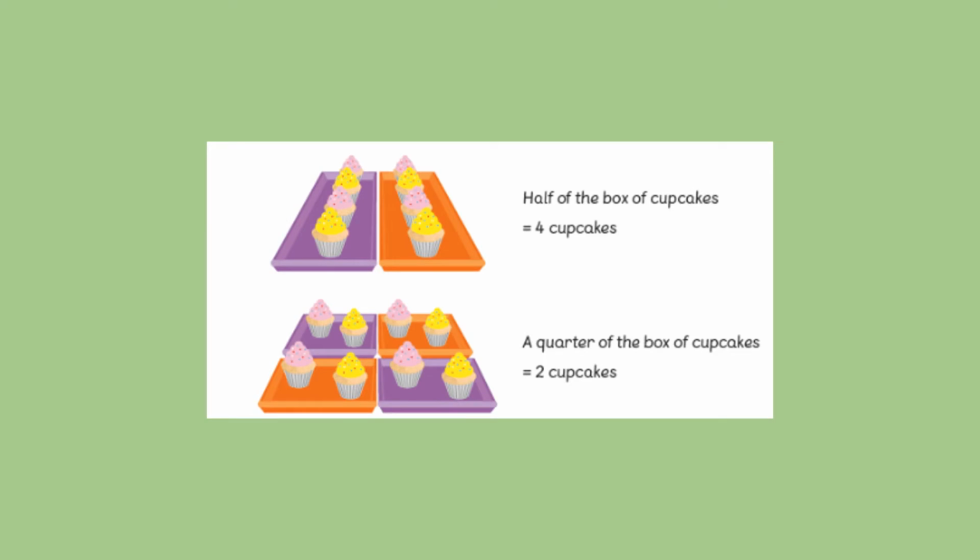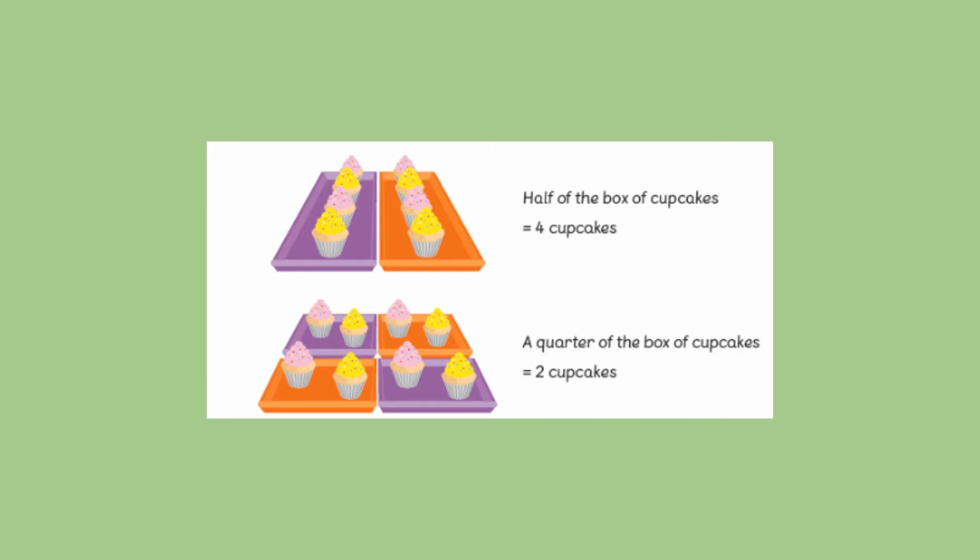Well, when we share out those 8 cupcakes equally onto 2 trays, that means half of those cupcakes will go onto the purple tray and the other half will go onto the orange tray. Half of the box of cupcakes is 4 because there are 4 on each tray.